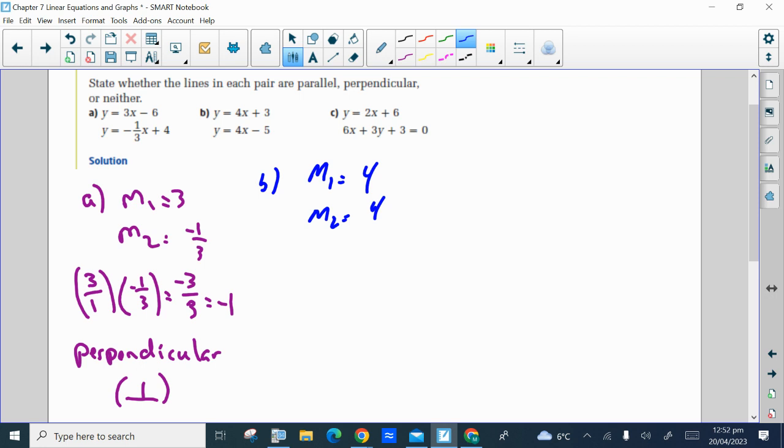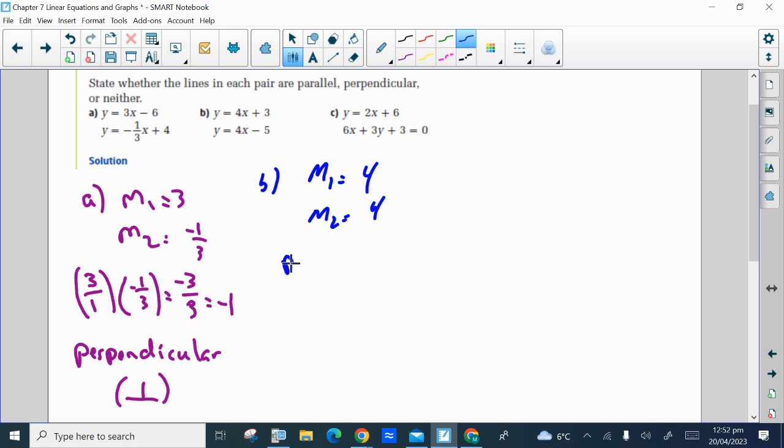So Keaton, are these lines parallel? You want to bet a pop on that? Are they parallel, Jan? Are their slopes the same? So they're parallel.